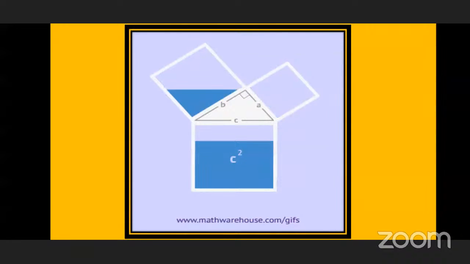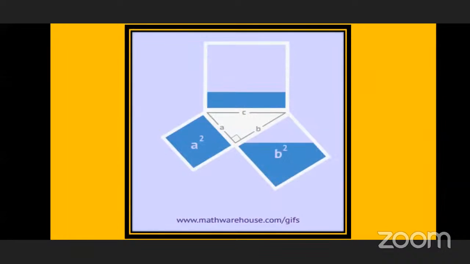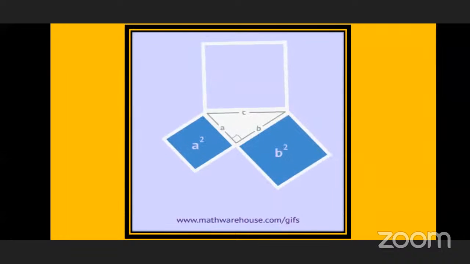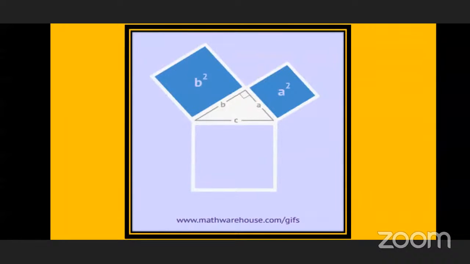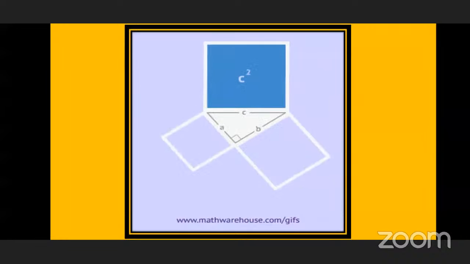Why are they empty? Because the total water goes into C square. That means the water that is contained in C square is totally distributed equally in B square and A square. And water is not there in C square.